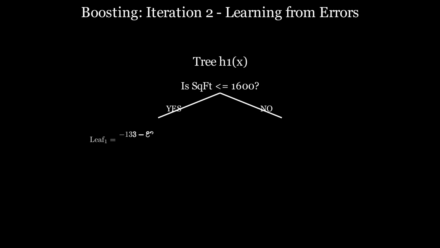For houses with square footage less than or equal to 1,600, we predict the average of their residuals. That's -133, -83, 53, which averages to -89.6. Let's say -90. For houses with square footage greater than 1,600, we average their residuals, 67, 87, 117, which averages to 90.3, let's say plus 90.